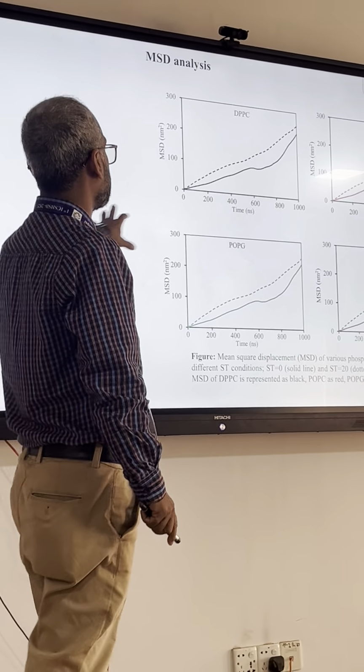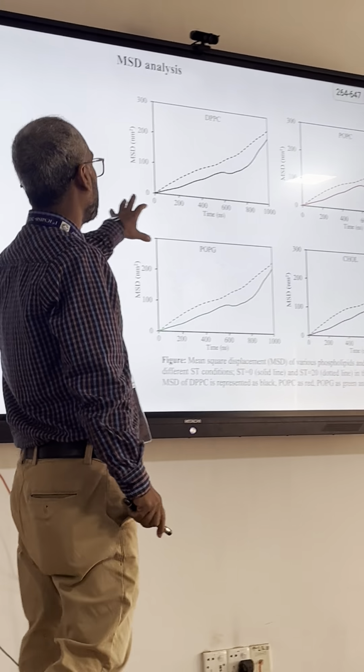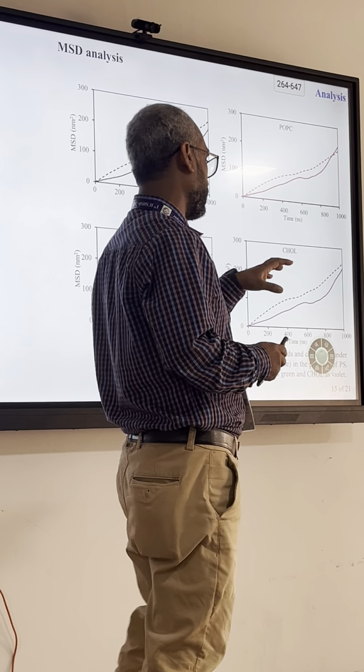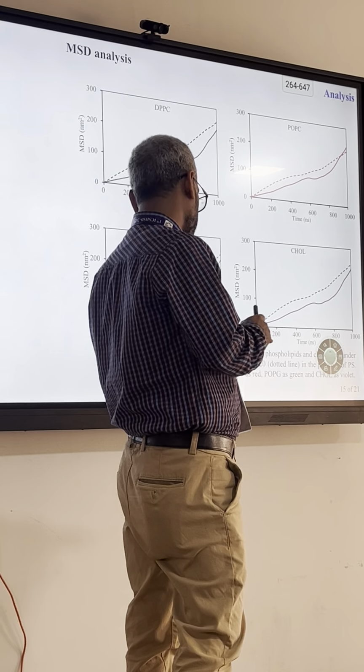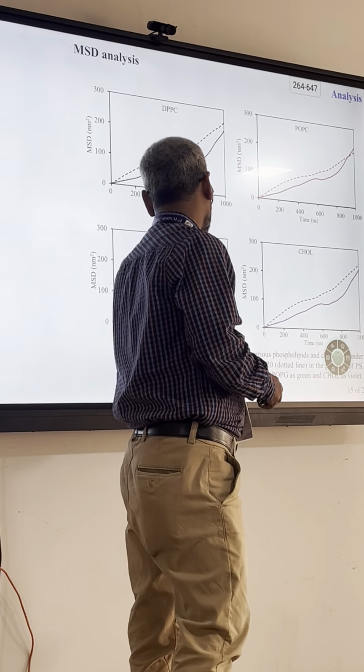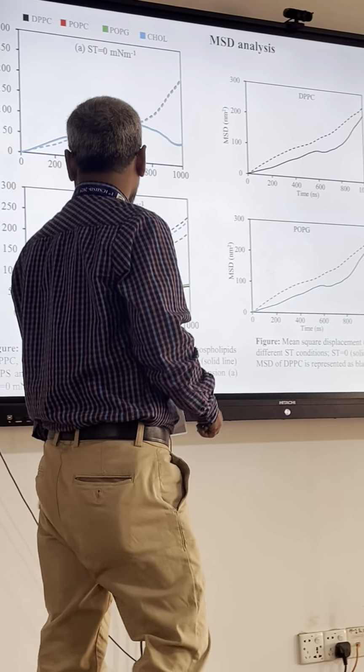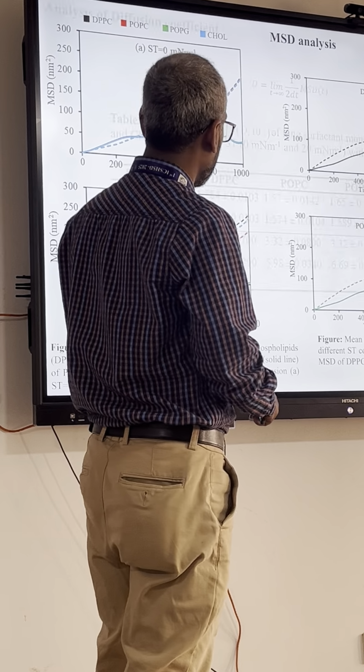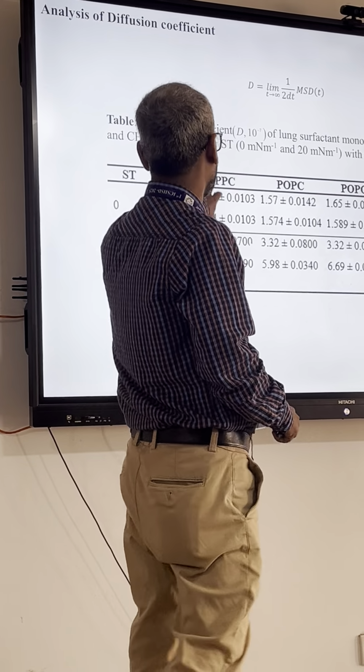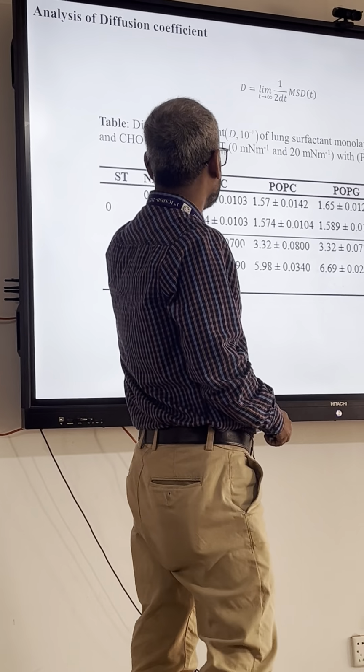And also analyze the mean square displacement to show the dynamics of the nanoplastic, how the nanoplastics will cause the movement of the lipid molecules. So I calculated the MSD, that is mean square displacement, for the lipid DPPC, POPC, POPG and cholesterol, and I found this result. I have also calculated the diffusion coefficient by using the Einstein diffusion equation as well.